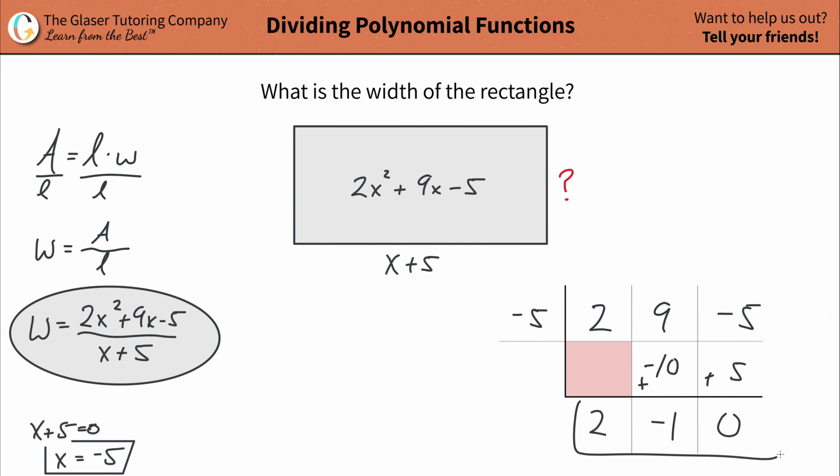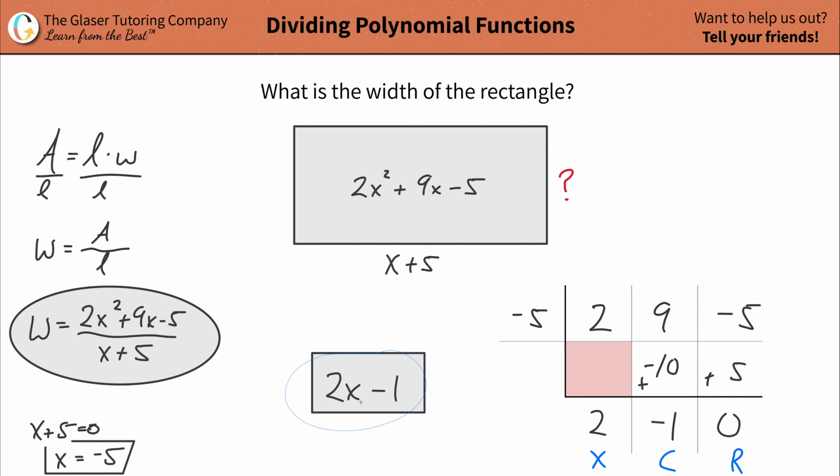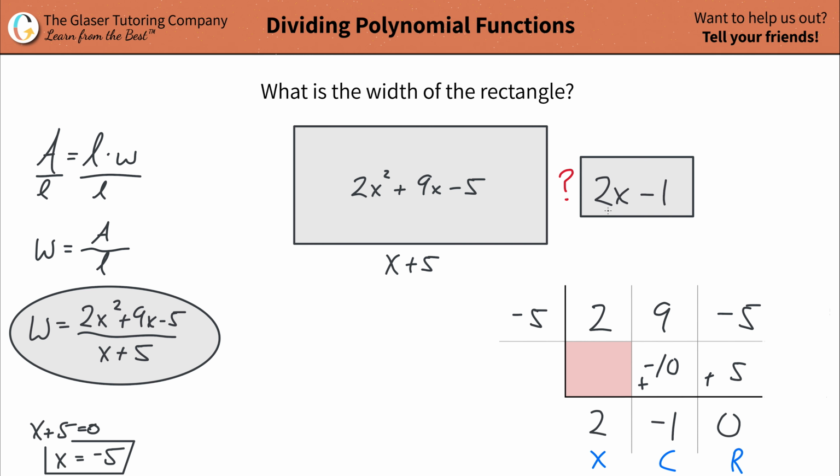Now this represents the coefficients of the quotient, and the last number is the remainder. Remember, this is the constant term, and then this is the x term. So your quotient is now going to be 2x minus 1, and there's no remainder. So this is the answer. This is now the width. Boom. And that's all there is to it.